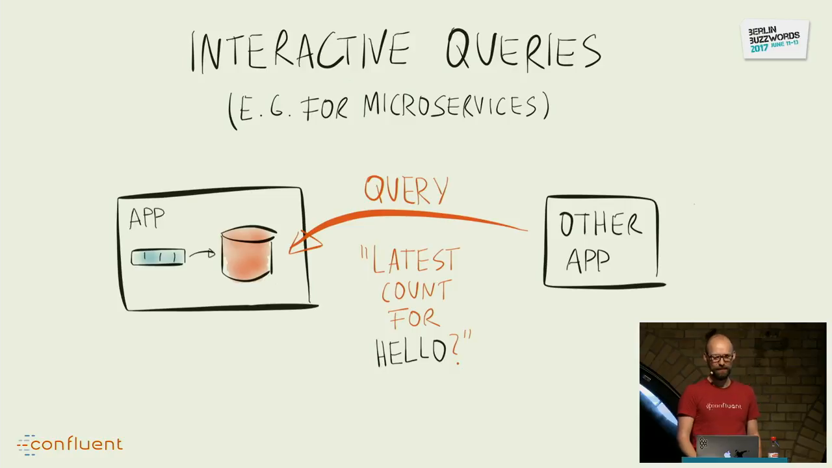So the last thing I want to mention here is what we call interactive queries. What we allow you to do is, if your application does some stateful work, like the red database icon in here, we allow you to directly expose that information, the latest processing result of your application, to other applications. For word count, this could be: what is the latest count of the word hello?